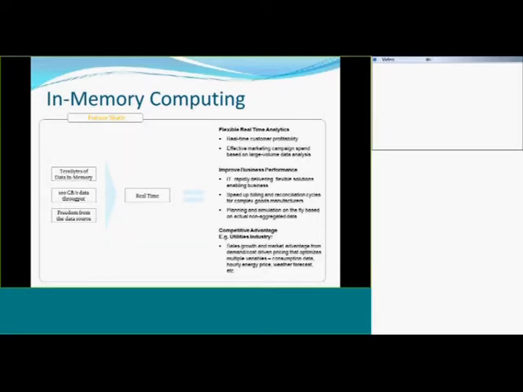Because there is a difference between your OLTP system and your OLAP system. Your OLAP systems are meant for faster reads and make that data available immediately.